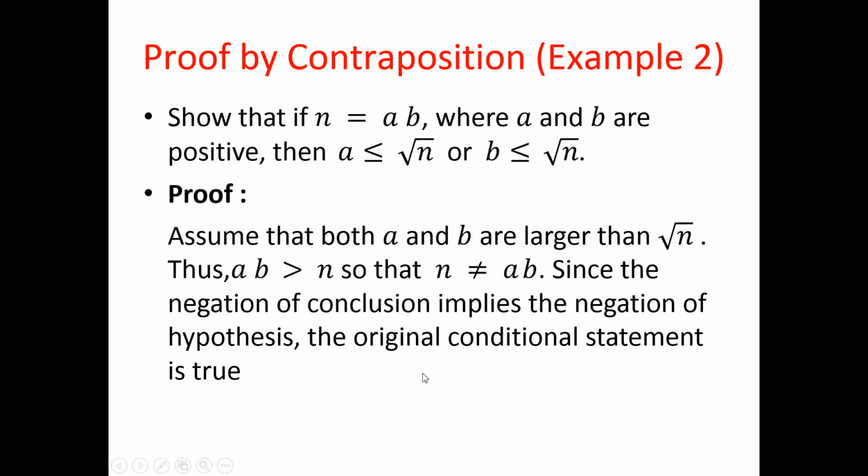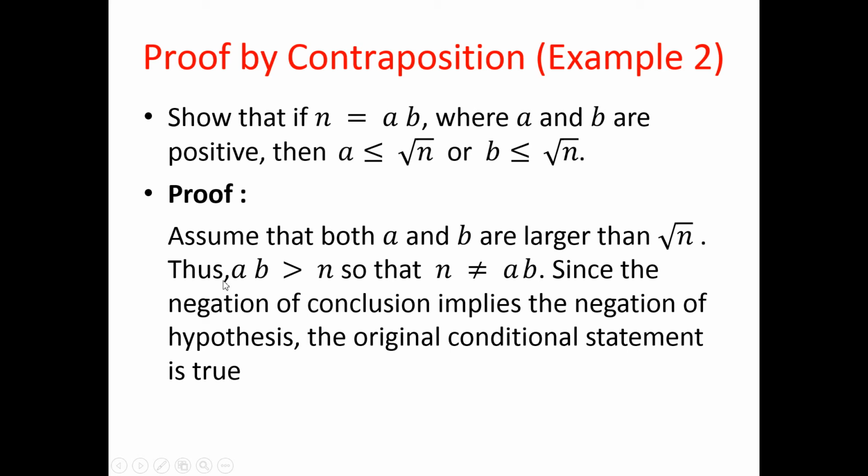Another example of proof by contraposition. Show that if n is equal to ab, where a and b are positive, then a is less or equal to square root of n, or b is less or equal to square root of n. Again, we are going to prove this by contraposition. So we have to assume the negation of the conclusion. The conclusion is a is less or equal to square root of n, or b is less or equal to square root of n. So its negation will be a is greater than square root of n and b is greater than square root of n. So let's assume both a and b are larger than square root of n.